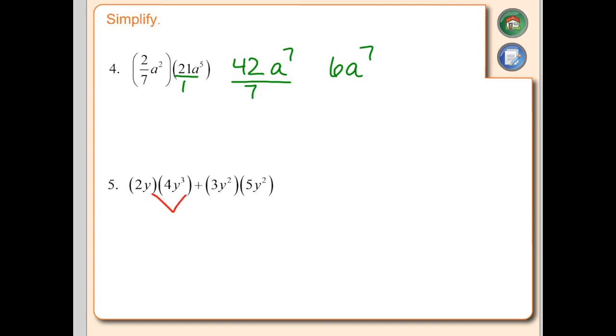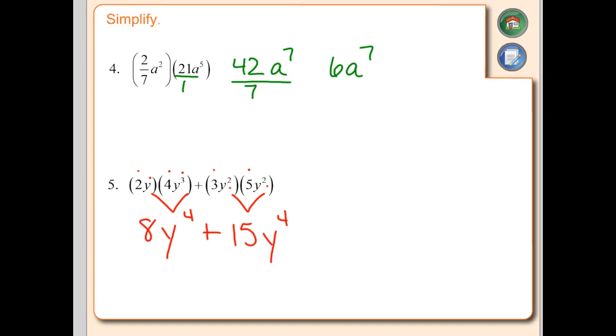So let's multiply these 2 together. If I look at the numbers, we've got 2 times 4, which is 8, and then we've got y times y cubed. Remember, if they're the same base, they're both y, we add our exponents. 3 plus 1 is 4, plus, let's go over here and multiply these together, I'm sorry. We've got 3 times 5 is 15, and we've got y squared times y squared, which is y to the 4th. Now let's look. Can we add those?